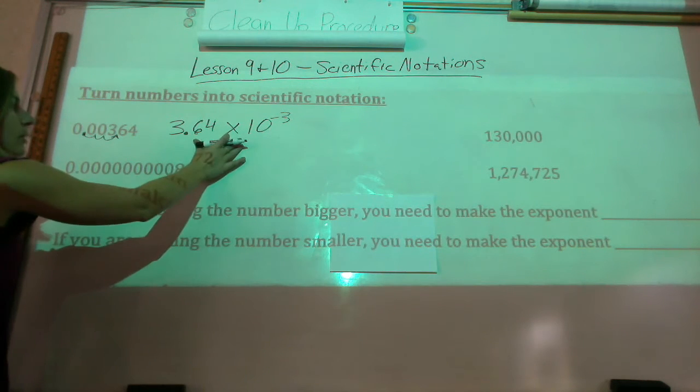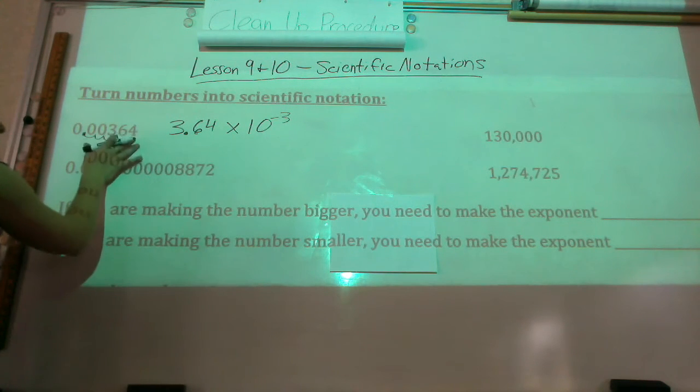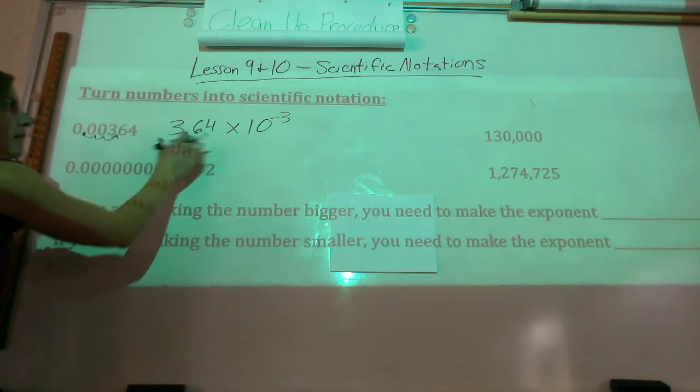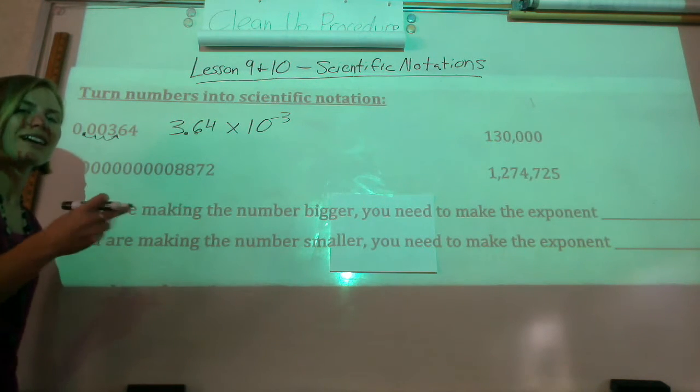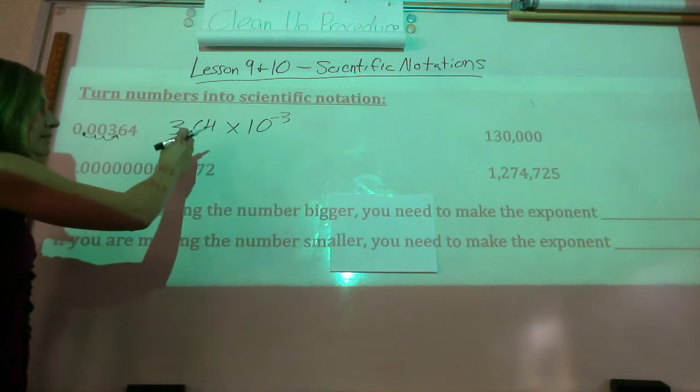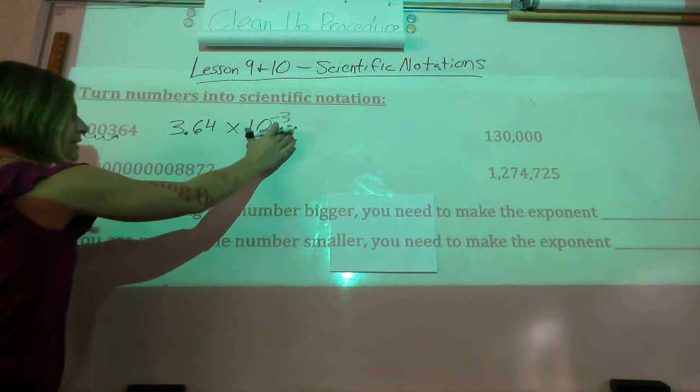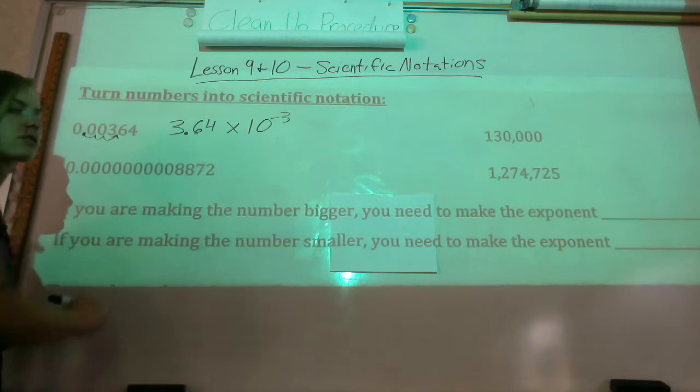So this number in scientific notation represents this original number. It's saying 3.64, those are the actual digits, but where that decimal is actually 3 digits away. It's actually 3 digits smaller.